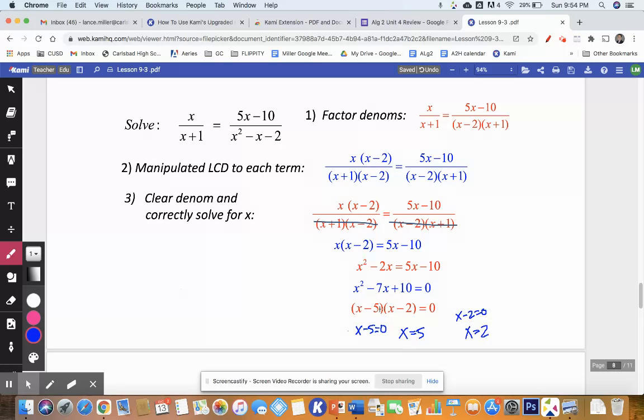Now, last thing here, right, before we double box these, we need to make sure that these aren't excluded values. So take a look at our denominator. We have x minus 2. That means x cannot equal 2. X plus 1, x cannot equal negative 1. Well, we just said x cannot equal 2. So you know what we do? We have to come down here, and we have to cross that off. It just looks like an answer. It's not. We're just left with x equals 5 as our only answer.